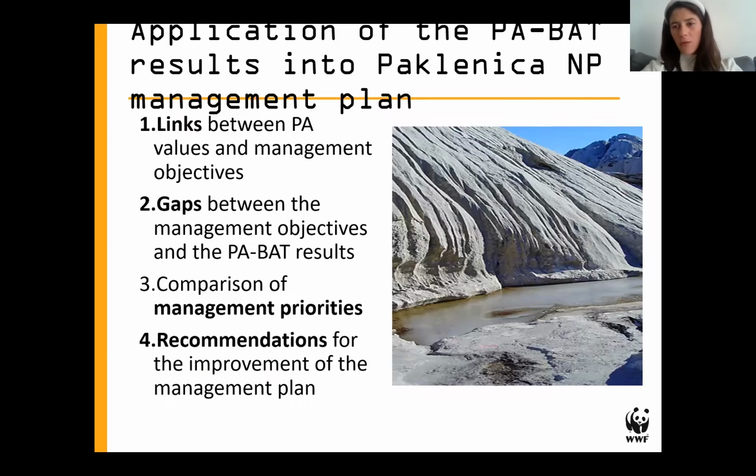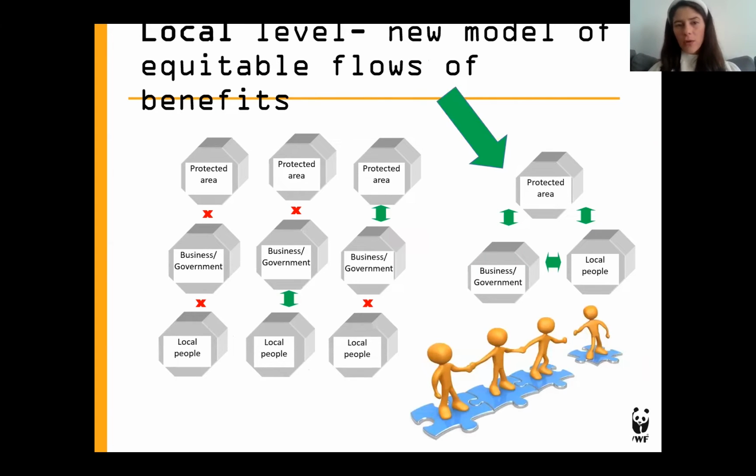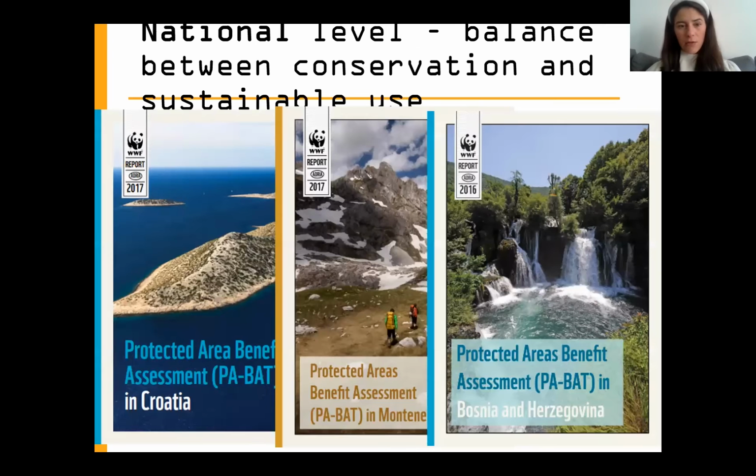I've shared an example of how individual results could be used for management plan development, in order to see the link between values and the management objectives. Also to assess the gaps between the management objectives and the PA-BAT results, comparing the priorities from the PA-BAT workshop and the management plan. Some of the recommendations could derive from the PA-BAT workshops for improving the management plan. The idea is to have an equitable flow of benefits to the protected area, businesses, government, but also local people and local stakeholders. Here are examples of some of the reports we have developed.